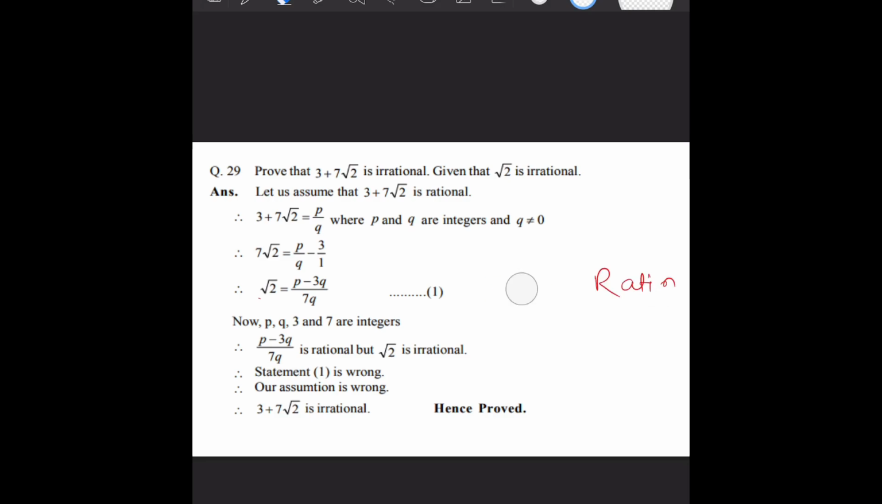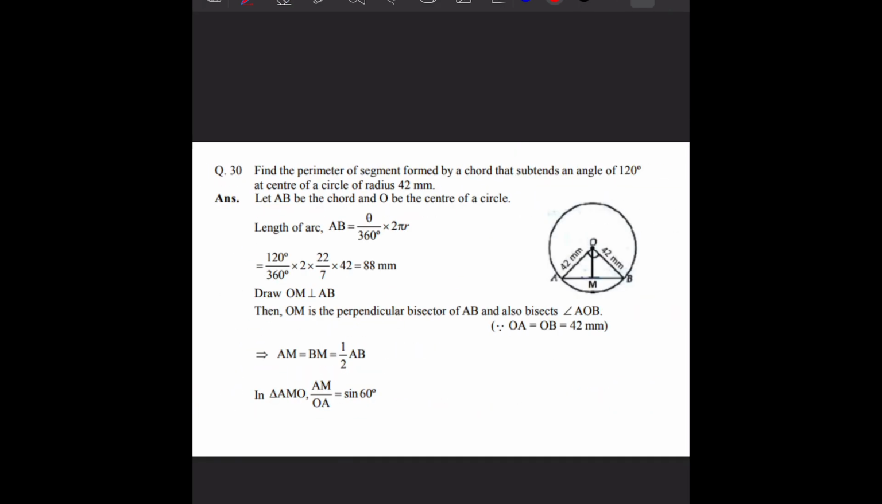Moving on to the next. Question number 30. Find the perimeter of the segment formed by a chord that subtends an angle of 120 degree at the center of radius 42 mm. This is a chord. इस chord ने center के साथ angle subtend किया है. This is an angle. Chord ने angle subtend किया है. This angle is 120 degree.